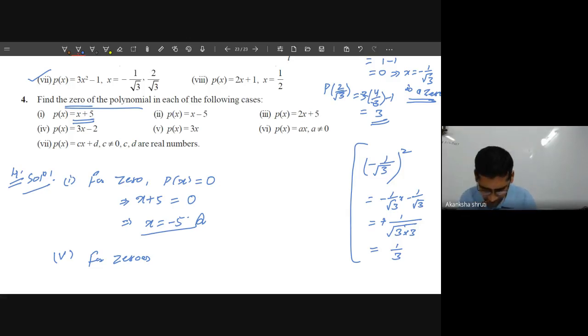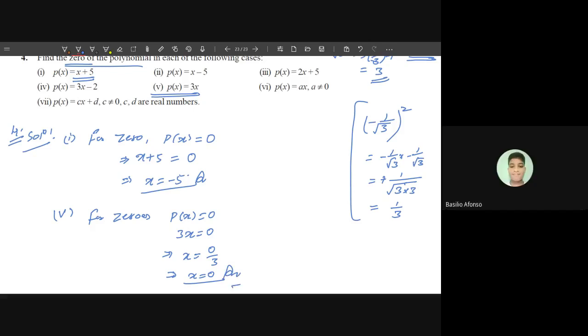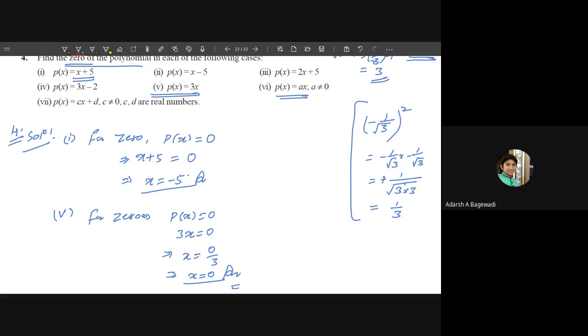So for zeros I am taking this fifth question. Again, I have to equate this p of x equals to 0. But for this fifth question, p of x is 3x. So 3x equals to 0. Can 3 be 0? 3 is a number which cannot be 0. Means x equals to 0 by 3 simply. So this implies 0 by 3 value is 0. So x is equal to 0. The same thing is also true for this sixth question, okay, students?